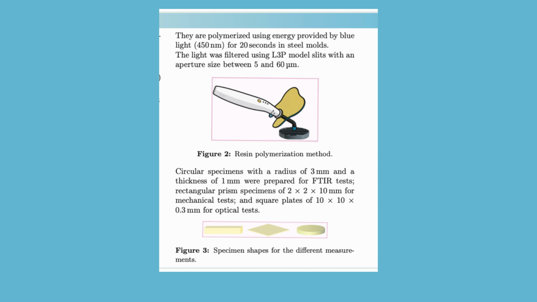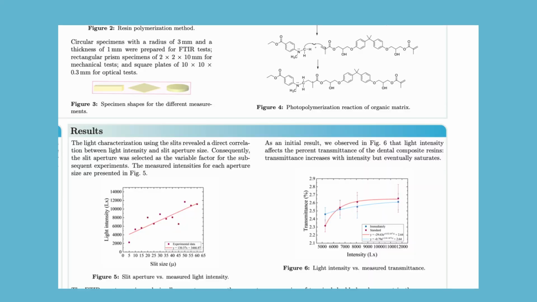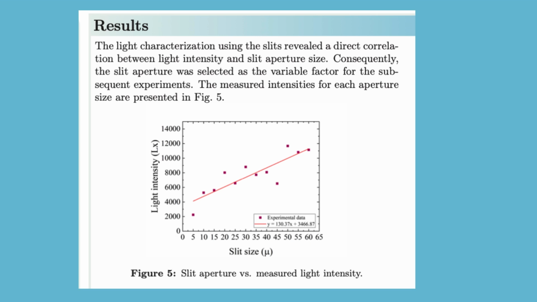To quantify the light intensity from the blue light lamp, which emits light with a wavelength of 450 nanometers, we use micrometer scale mesh filters. These filters have slit size ranging from 5 to 60 micrometers. Then we prepared samples for mechanical and optical testing. From this testing, we found that an increment of the slit size provided a greater light intensity.